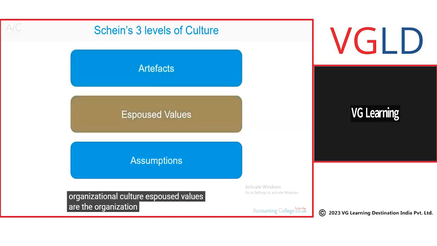Espoused values are the organization's strategies, goals, and vision. They are the organization's publicly known values. It is how members represent the organization, for example, the mission statement.